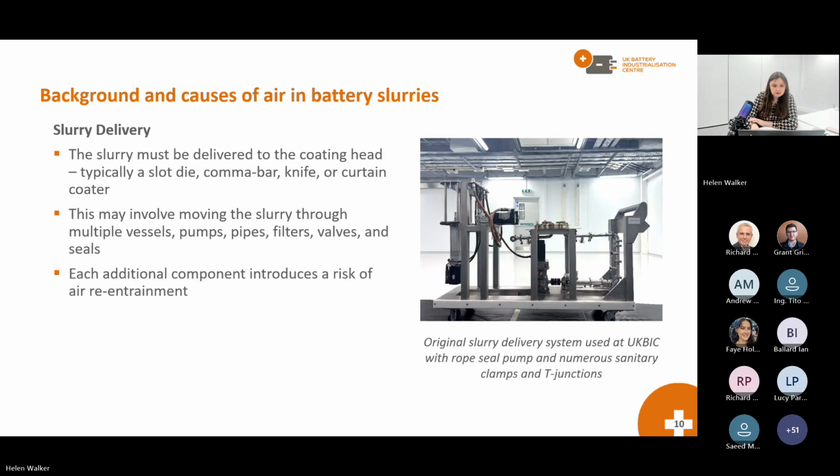Now, if we've been able to degas our slurry successfully, the next thing that we have to do is transfer that slurry to the coating head, whether that's slot die coating, which we do at UKBIC, comma bar coating, knife coating, or curtain coating. Depending on the setup of the equipment, that involves moving the slurry through pumps, pipes, filters, valves, and each component that you have increases the risk of air making its way into the system. So it's not just that you've entrained air at mixing, it's that you could actually be unwittingly introducing air at slurry delivery.